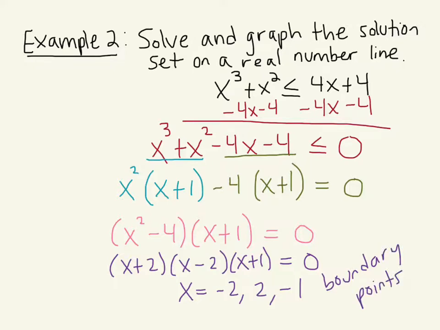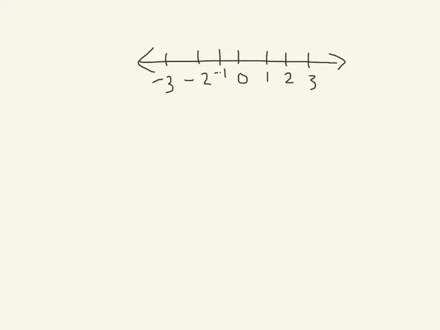Okay, so what comes next? Well, now we're going to plot these boundary points on our number line, and we're going to determine where we need to shade by using some test points. So let me turn my page. Okay, so let's get ourselves a nice little number line here. If this is 0, there's negative 2 and negative 1, and here is 2.